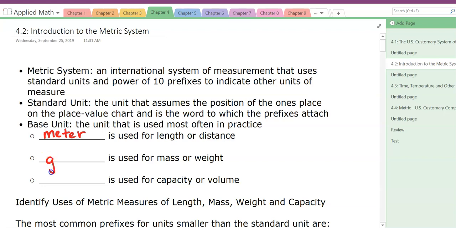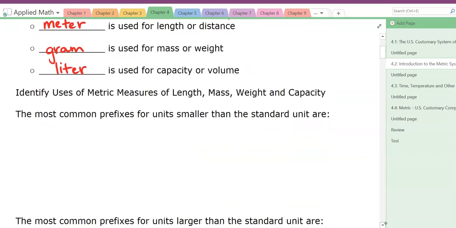Gram is used for mass or for weight. So it's talking about how heavy something is. And then liter is used for capacity or volume. So how much liquid can be filled into something. So these are the three main ones, and like I said, those are your standard units. And then we have prefixes, which we'll talk about in a minute, that get attached to these three words. It changes their meaning a little bit, so it either makes them smaller or bigger than the standard unit.